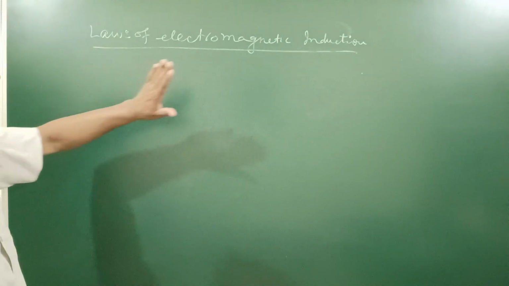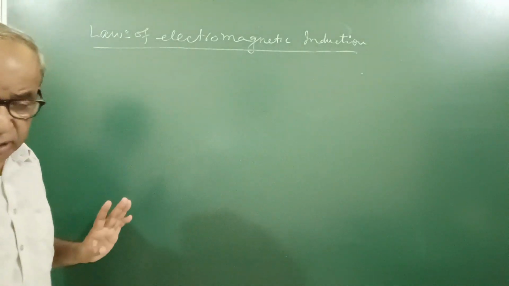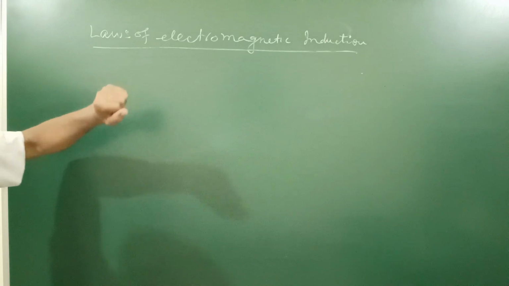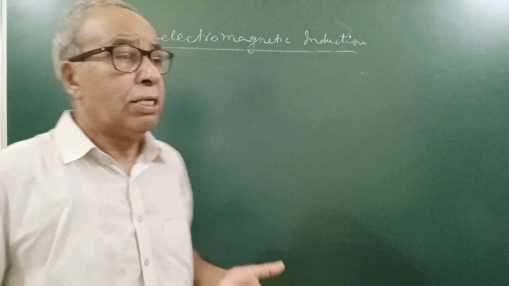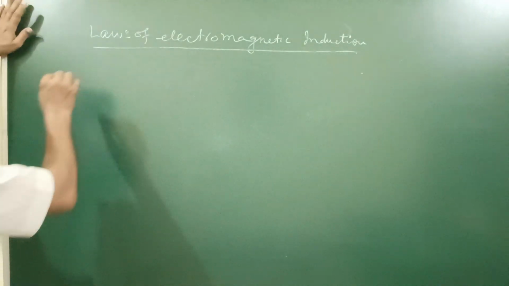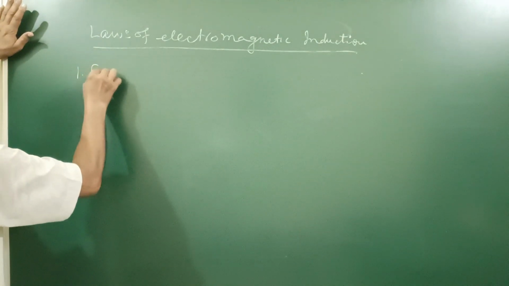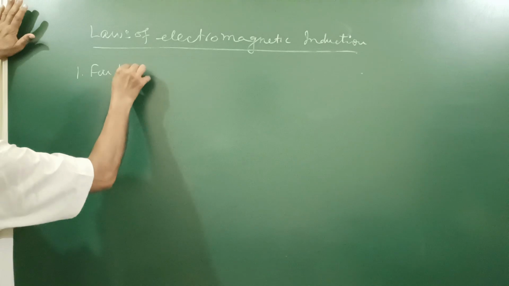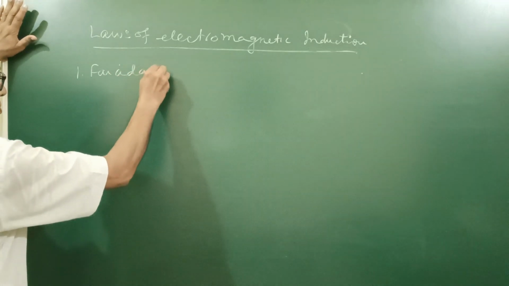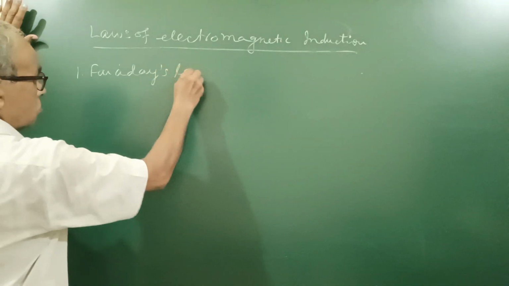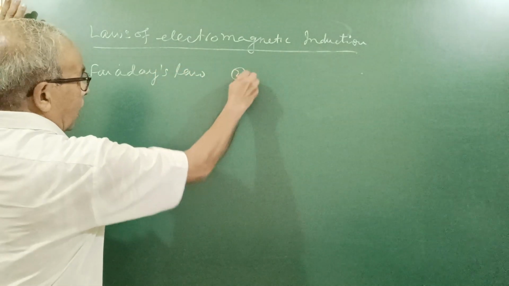So there are only two laws. In our standard book, they are written as Faraday's laws. People have made two or three laws of Faraday. In fact, there are two laws. Only one is Faraday's law. The other is Lenz's law.